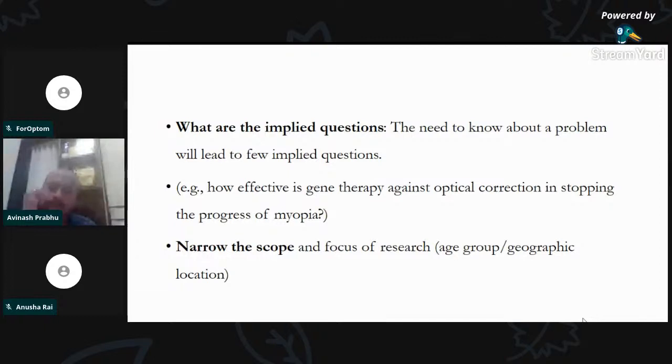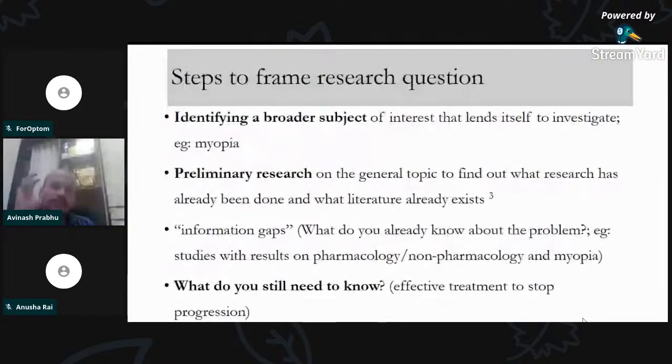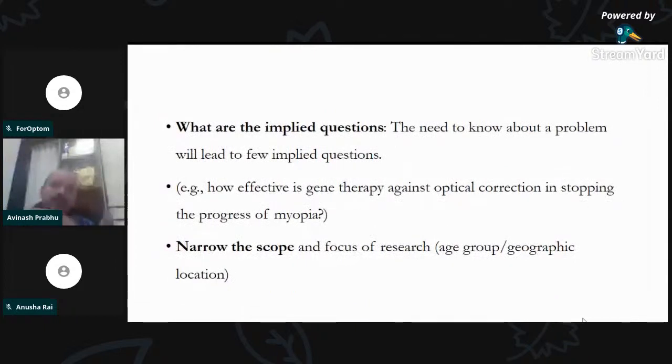The point I'm specifying here is that when you want to frame a research question, start with a broader topic and then do some preliminary research, do some literature reviews, go to PubMed or CINAHL or ProQuest. There are a lot of these online databases. Go there, do a little bit of preliminary research, and at the end you will get a good number of information gaps or research gaps. With that, further try to narrow it down and refine your research question so that it becomes much more effective, right?